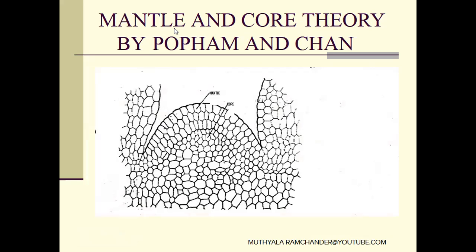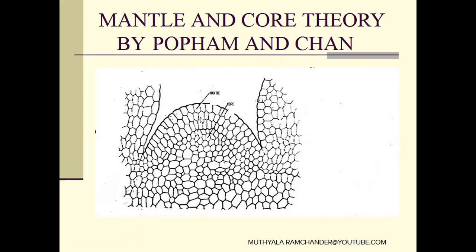It is similar to the tunica corpus theory. The tunica corpus theory explanation is similar to the mantle and core theory. The mantle and core theory was explained by the scientists Popham and Chan. According to this theory, on the terminal part of shoot apex, only two types of meristems are present. The two types of meristems are called mantle and core.